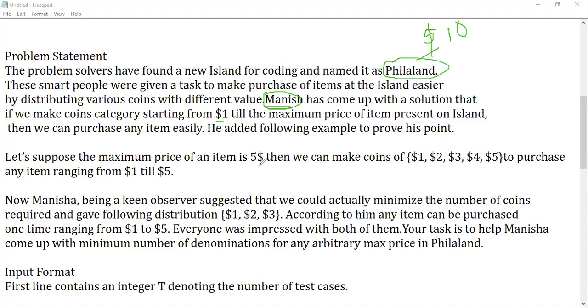Suppose the maximum price of the item is $5, then we can make coins from $1 to $5 to purchase any item from 1 to 5. So this is Manish's point. He's saying that this could be the best solution.